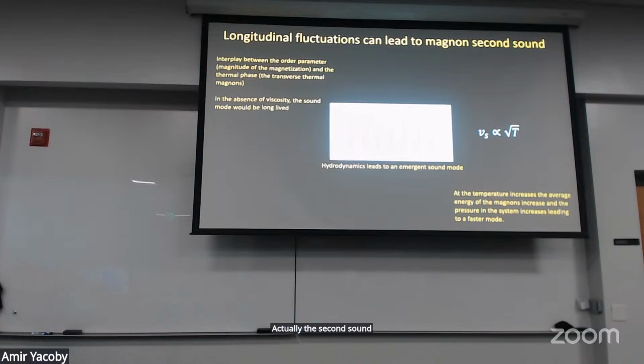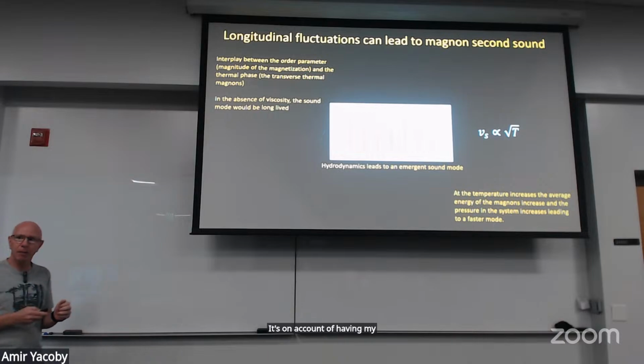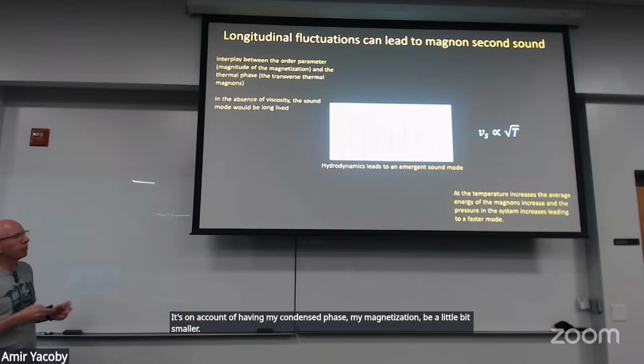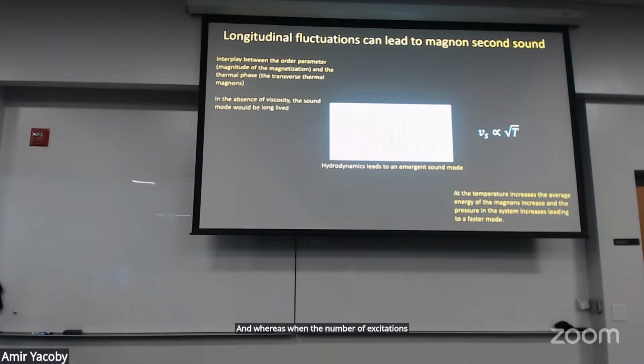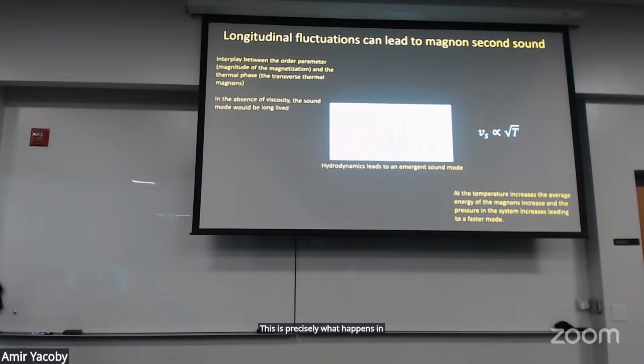So in the limit where the number of these particles is large, it's coming from somewhere. It's on account of having my condensed phase, my magnetization, be a little bit smaller. Whereas when the number of excitations is small, it means that my ordered phase is large. This is precisely what happens in liquid helium. That is second sound in liquid helium. These are temperature variations in the system.